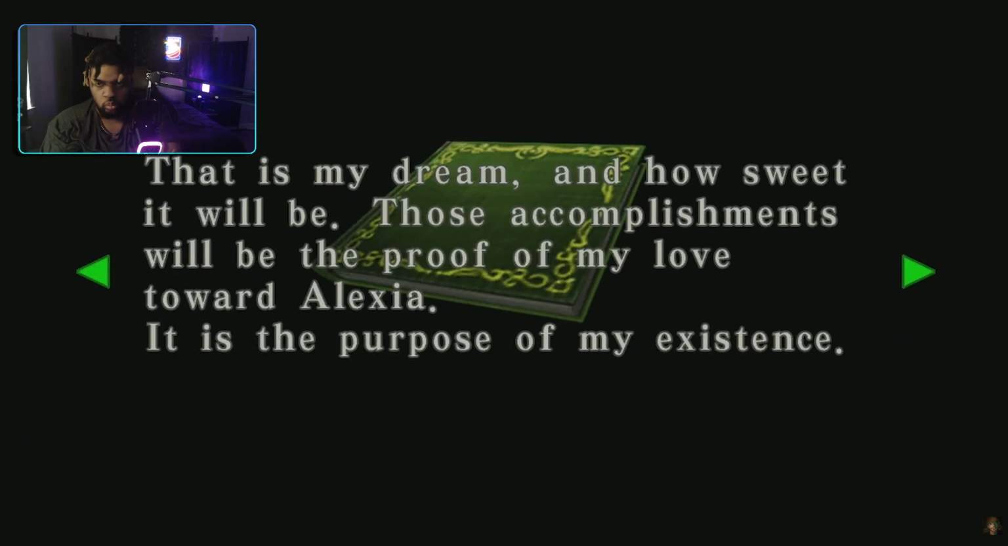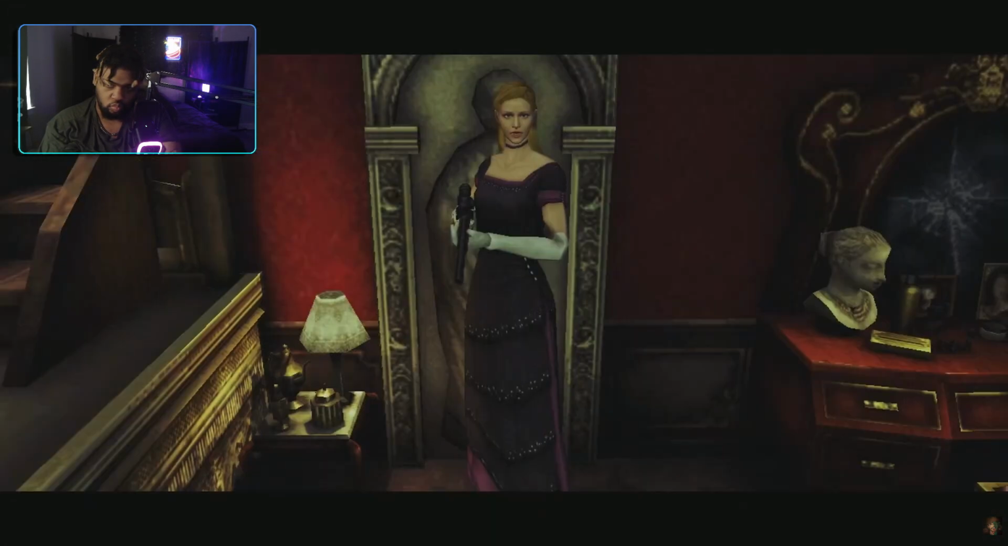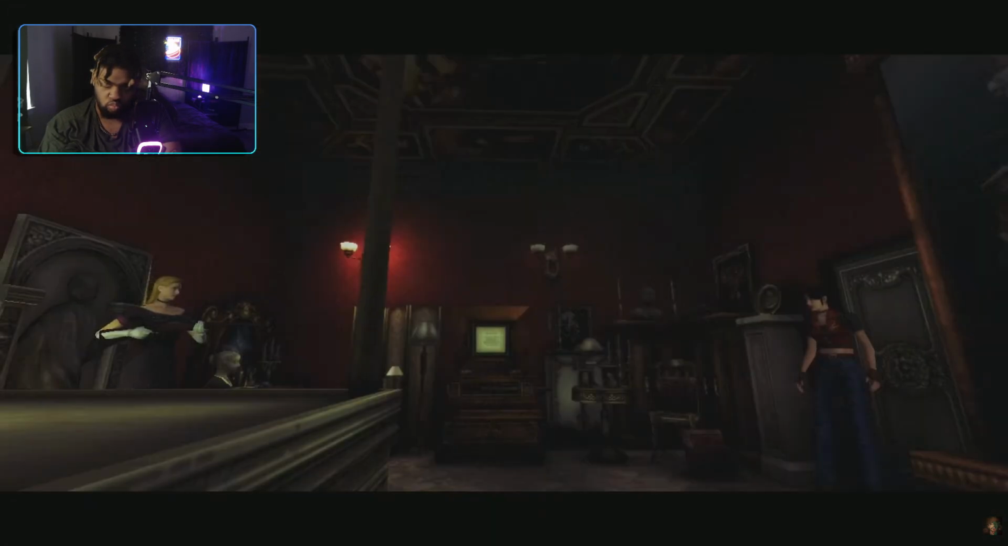These accomplishments will be the proof of his love for her. Alfred ends this by calling all other people meaningless. Also up there is the final piece she needs in order to access the plane. Heading back down the ladder, Claire is confronted by Alexia Ashford, who addresses her by name.